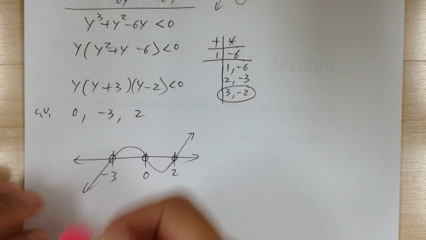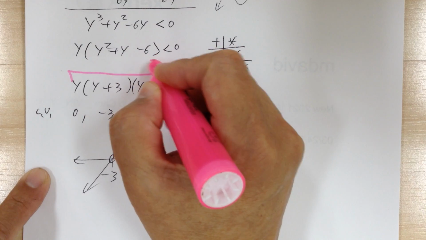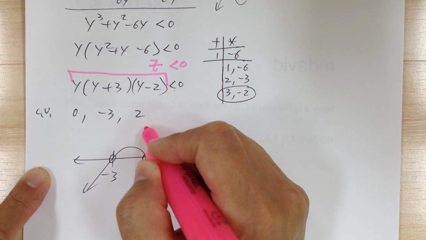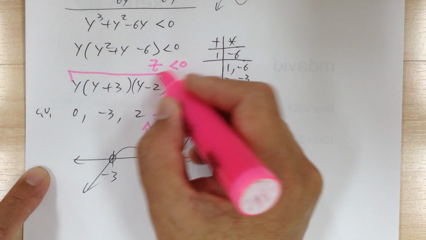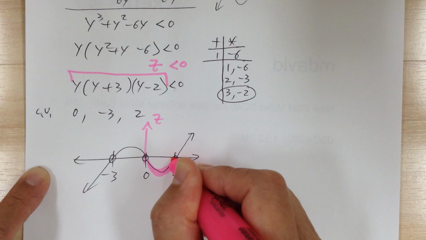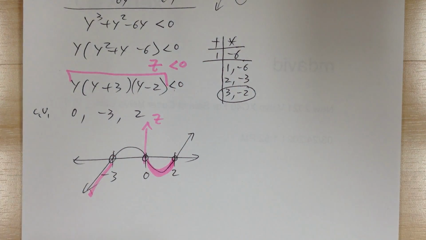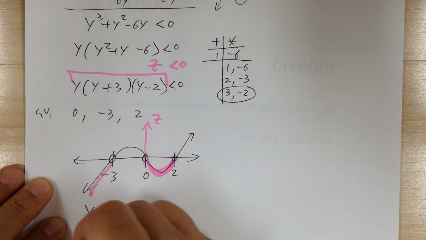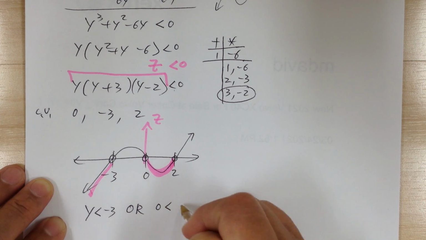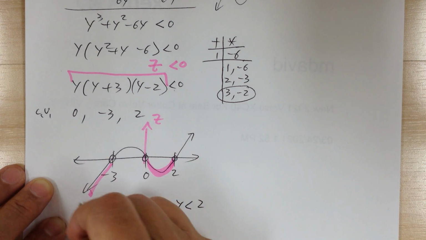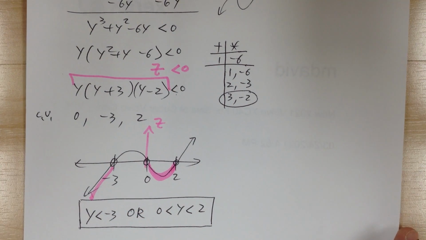Now, since the y is already taken, you can use a different variable. I'm going to use z. Think of it, z is less than 0, and here's your z, right? That's your z direction. You're looking for the part that is less than 0, so it's this part right over here. Z, the less than is on the bottom. Now switch back to y, so you get y is less than negative 3, or this part over here, 0 less than y less than 2. And that's it for number 21.